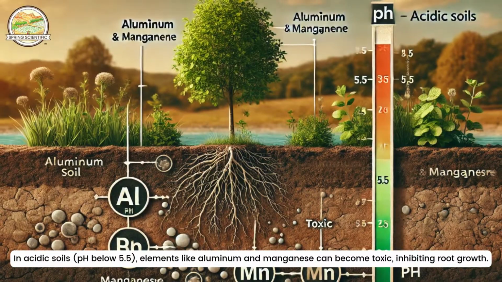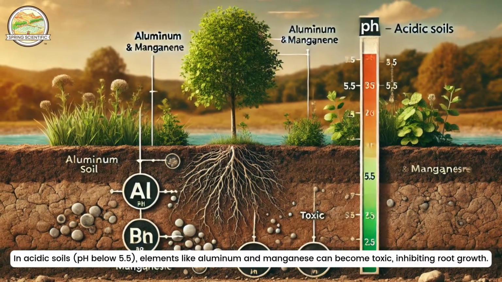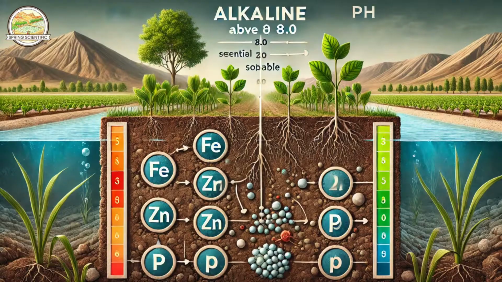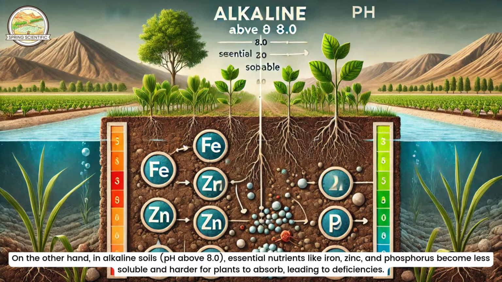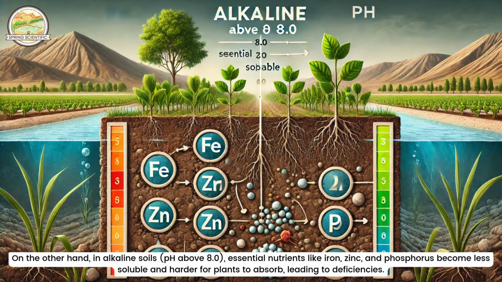In acidic soils, pH below 5.5, elements like aluminum and manganese can become toxic, inhibiting root growth. On the other hand, in alkaline soils, pH above 8.0, essential nutrients like iron, zinc, and phosphorus become less soluble and harder for plants to absorb, leading to deficiencies.